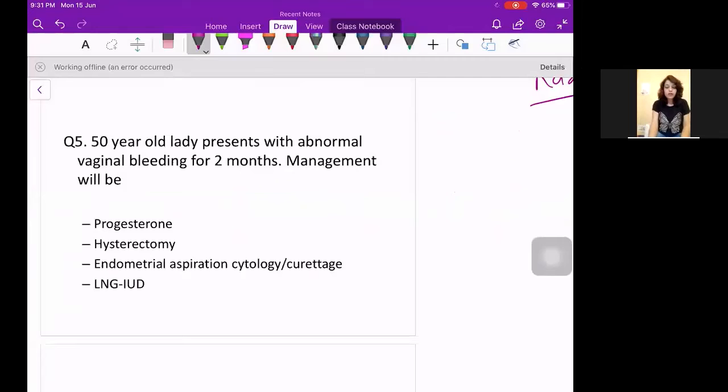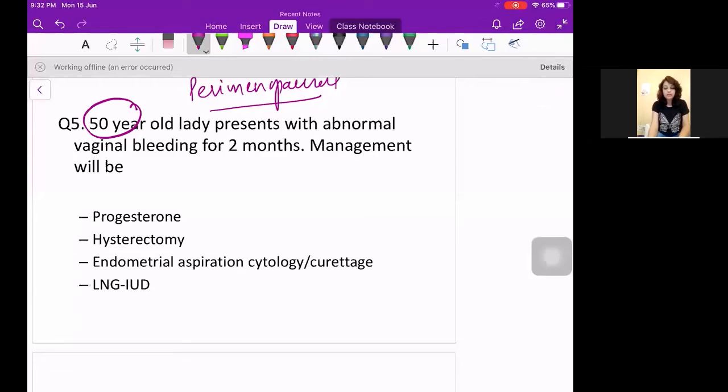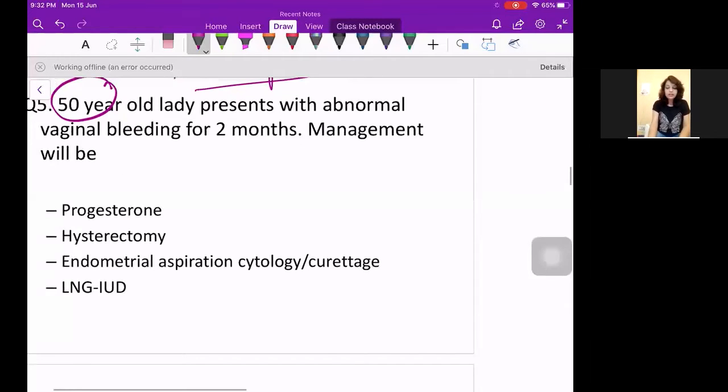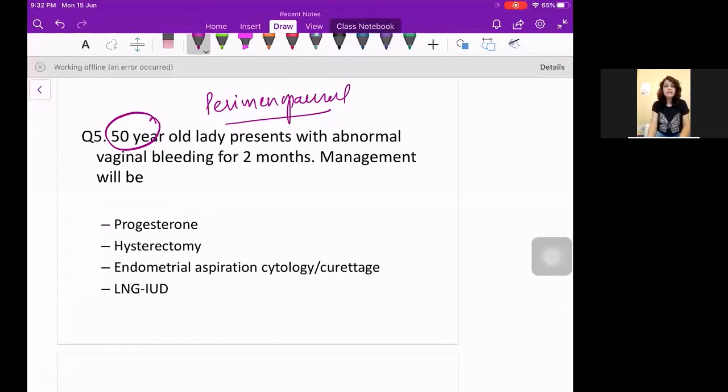Now, we move on to the next question. A 50-year-old female presents with abnormal vaginal bleeding for 2 months, and the management will be. First of all, 50-year-old female. This is in the perimenopausal age group, or you can say this is a postmenopausal female, who presents with abnormal vaginal bleeding. Any vaginal bleeding above the age of 40 should be taken up very, very seriously. In this case, all the articles say that we should investigate, because in this perimenopausal age group, the chance of malignancies is high.